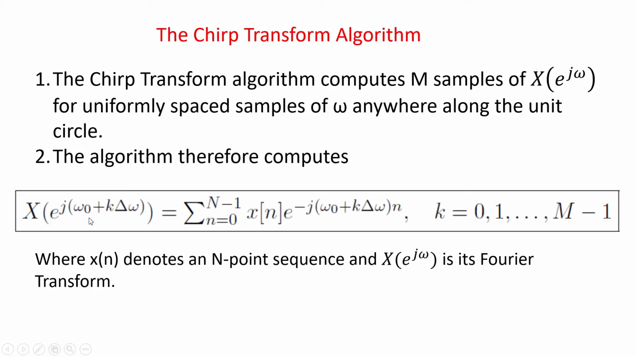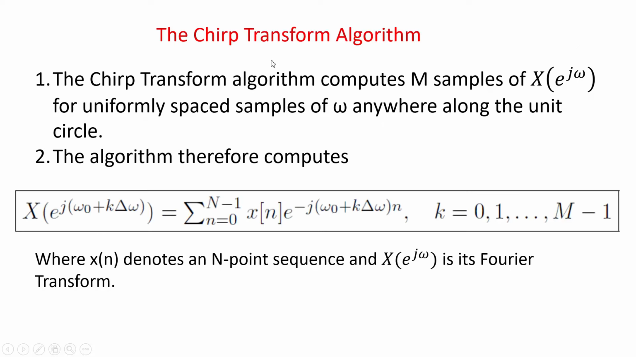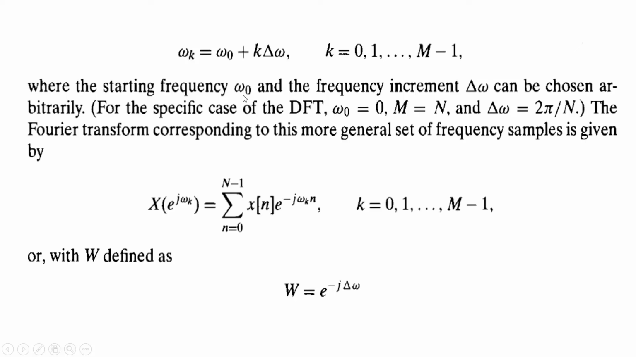the algorithm therefore computes X of e to the power j omega naught plus k delta omega. I will explain what this omega naught and delta omega are. This is given by the sum from n equal to 0 to capital N minus 1 of x n, which is the discrete sequence, and we take its Fourier transform, which becomes e to the power minus j omega naught plus k delta omega n. So that means we have put omega k equal to omega naught plus k delta omega, which we put here. We replace X e to the power j omega k, that is, we replace omega k with omega 0 plus k delta omega on both sides, where the starting frequency is omega naught and the frequency increment is delta omega as we go around the unit circle. For the specific case of the DFT, omega 0 will be equal to 0 and capital M is equal to N.